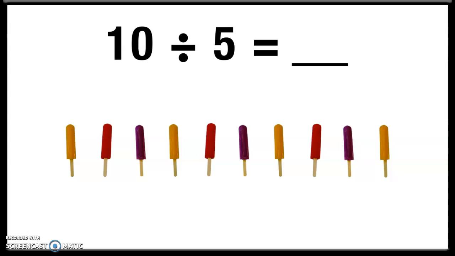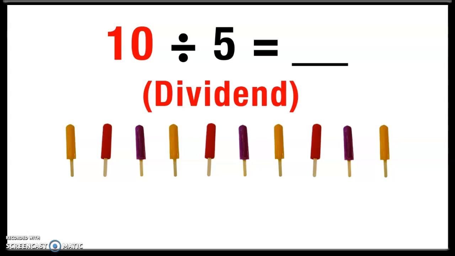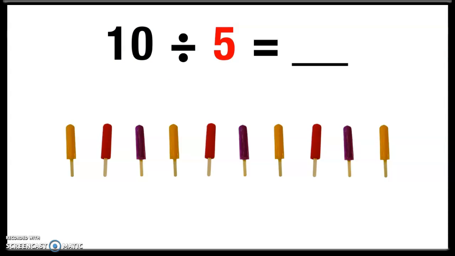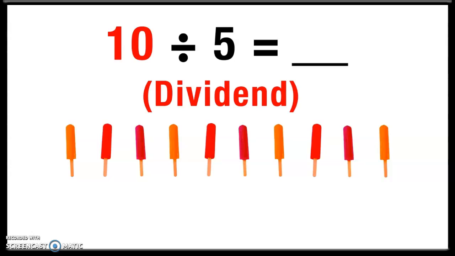Every division problem has two parts. The number we are dividing is called the dividend, and the number we are dividing by is called the divisor. Our 10 popsicles are called the dividend.